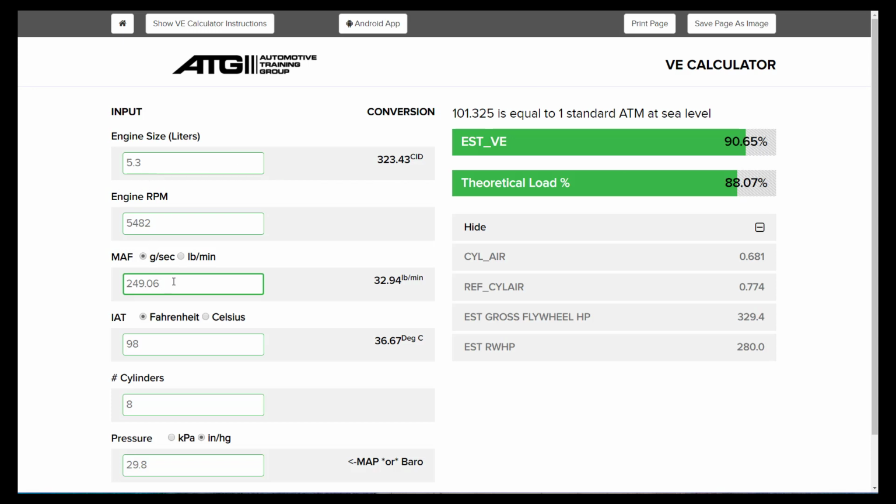and I went ahead and plugged my numbers in here. So as you can see, it is roughly about the same. So here it says about 90.65% estimated VE. Excuse me, but it gives us a 88.07% of theoretical load. Like I said, I'm not an expert on it. Don't claim to be.